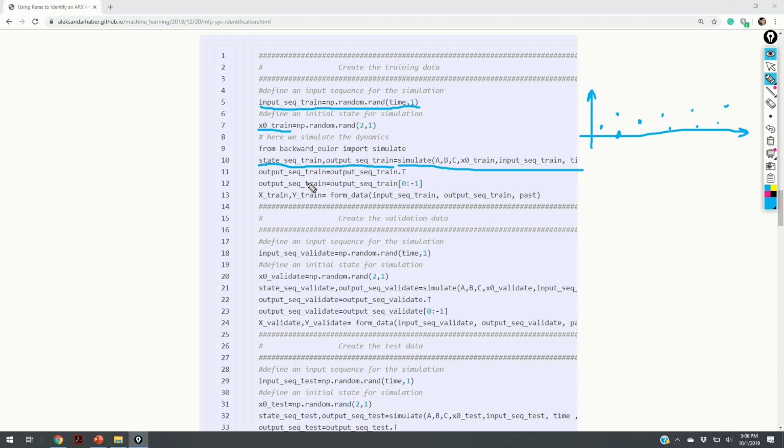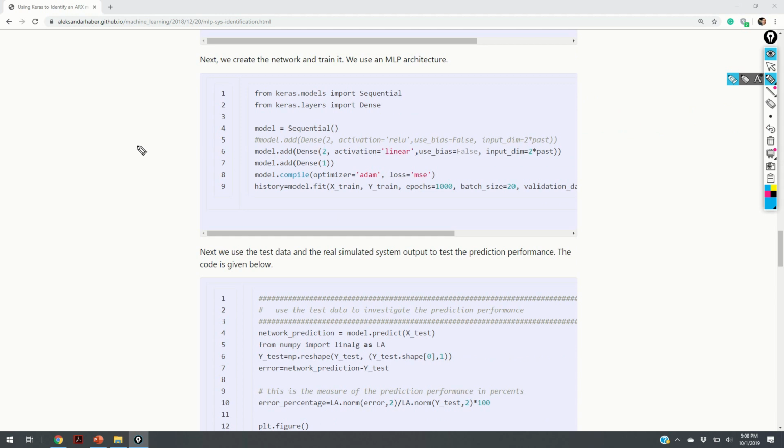Once we have the input and output data, we call the previously explained function, and we form the input training and the output training matrices. Using a similar procedure, we generate the validation and the test data. It should be noted that the training data is statistically independent from the validation data and from the test data, since the input sequences in the validation data and in the test data are again randomly generated, as well as the initial conditions. Next, we define the architecture of the neural network.